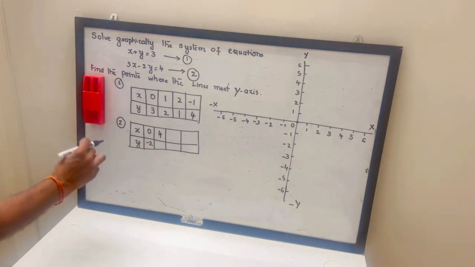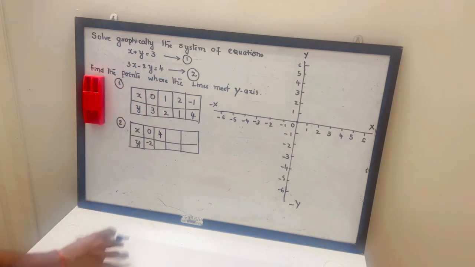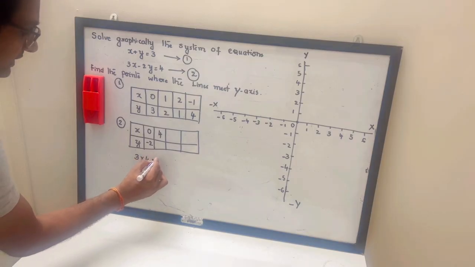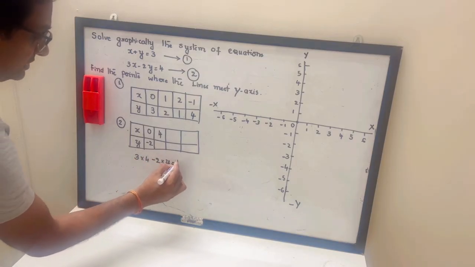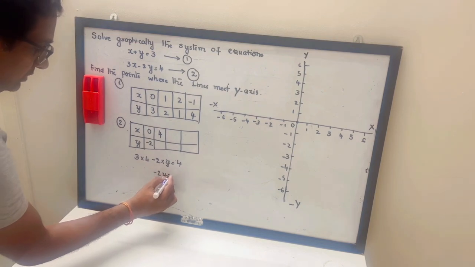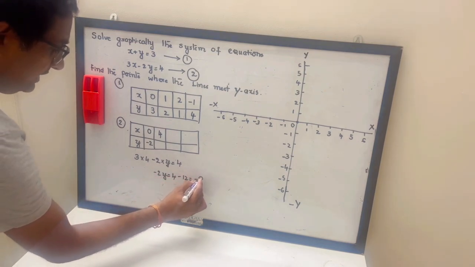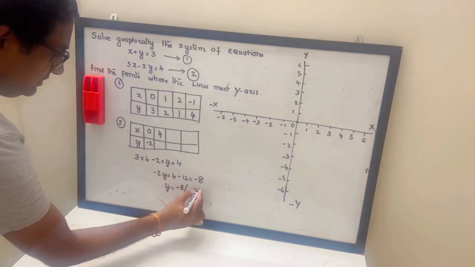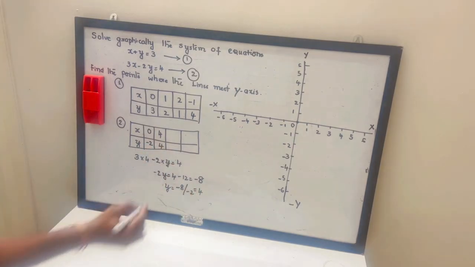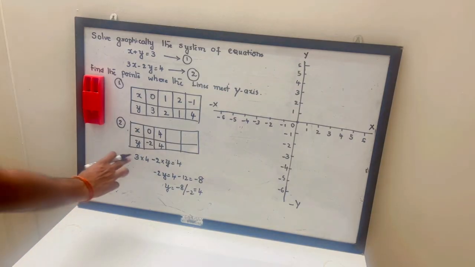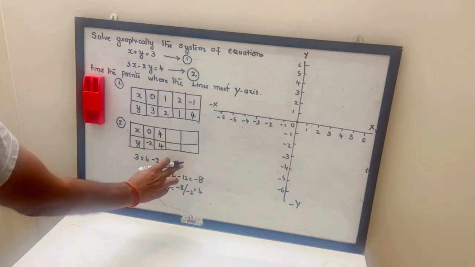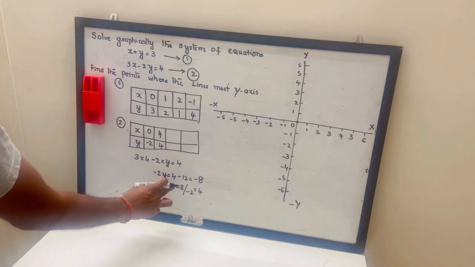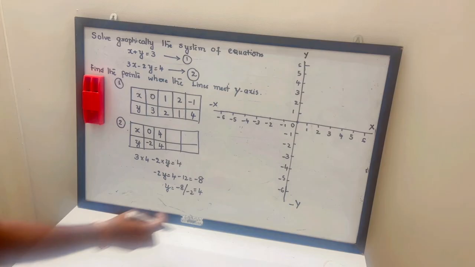Okay, so 3 into 4, 12. If 12 goes that side, it will be how much? I'm doing it here, 3x, 3 into 4 minus 2 into y equal to 4, isn't it? So minus 2y equal to 4 minus 12, this is equal to minus 8, right? So y will be equal to minus 8 by minus 2, this will be equal to 4. So when x is equal to 4, y is equal to 4. I hope it is clear. 3 into 4 minus 2 into y equal to 4. So minus 2y is equal to 4 minus 12, so it will be minus 8, and y is equal to 4.